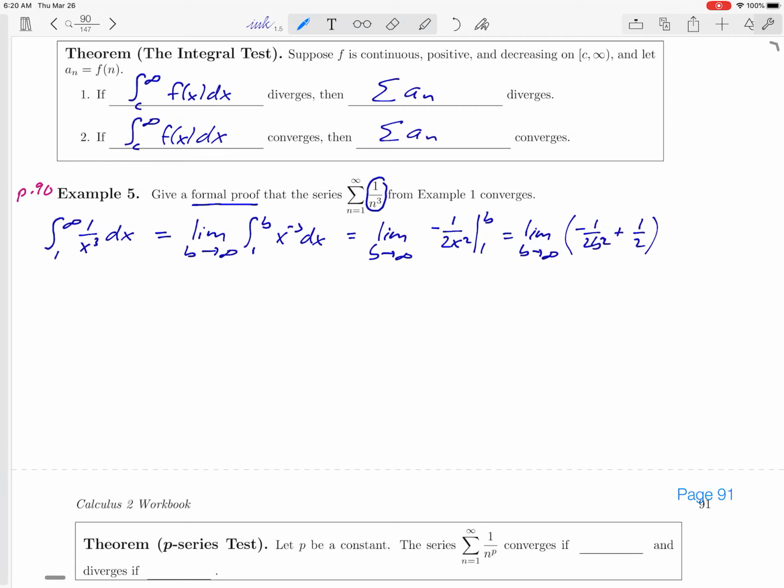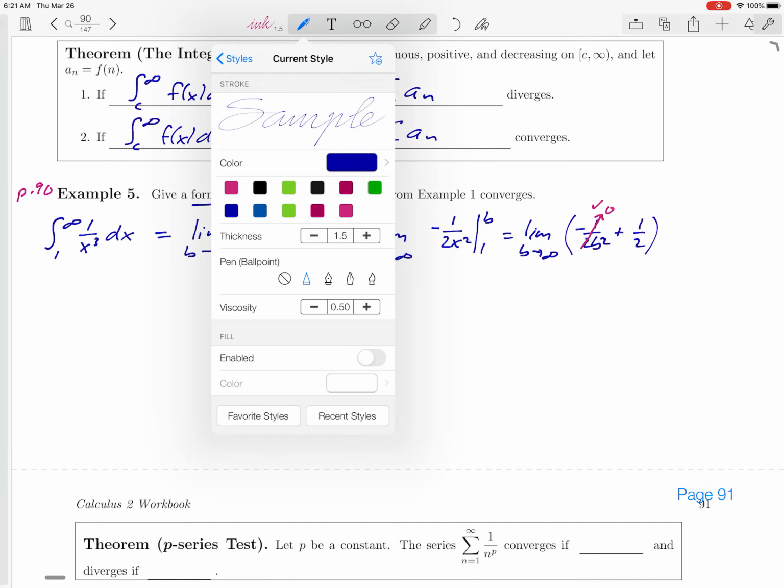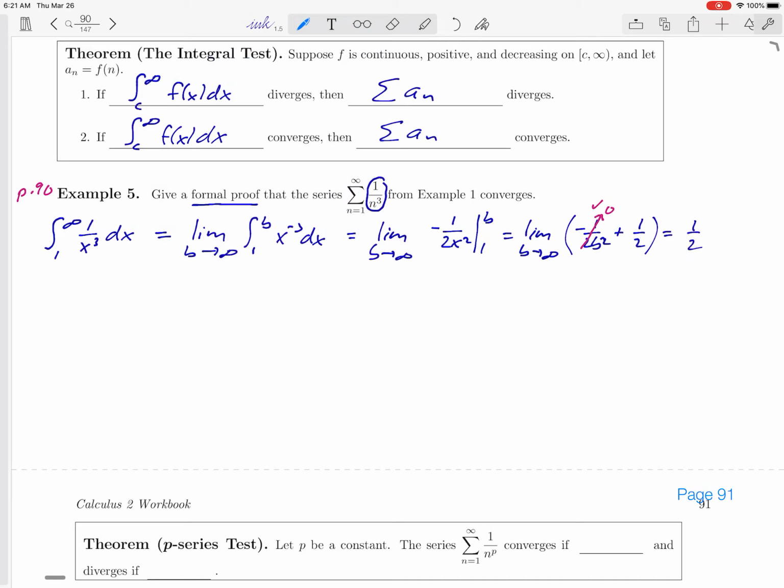And the question is, what happens as b goes to infinity? Well, as b gets bigger, this fraction, negative 1 over 2b squared, is going to get smaller and smaller, and it's going to go to 0. And so notice that what's left is just the number 1/2. So if you look at the integral that we started with, what is that telling us about the integral? Well, it tells us that the integral converges because we got a finite number when we took it.